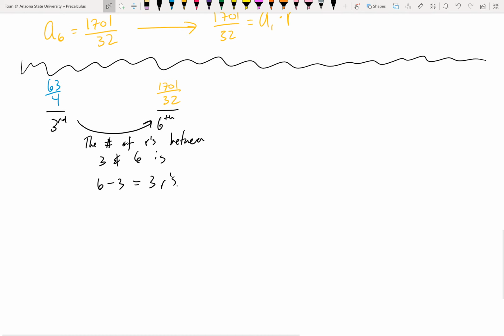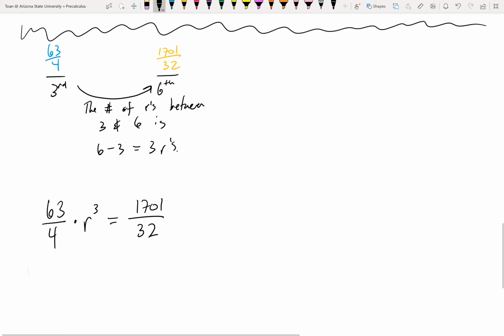Now you have to remember that this is geometric. So these r's are all multiplying each other. They're not adding each other. So this is r times r times r, or in other words, r cubed. This logic says I know for a fact there is an r cubed that's separating the third term from the sixth term. So we just write that out as an equation. If I start at the third term, 63/4, and I multiply by r cubed, because we said there were 3 factors r in between, I should end up with the sixth term, 1701/32. So this should give you a way to solve for r, right?